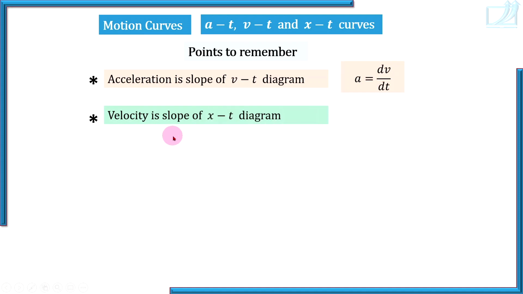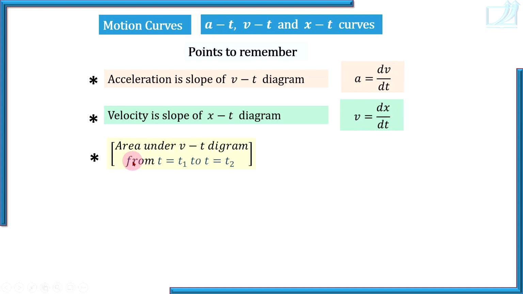Similarly, velocity is slope of xt diagram. So v is equal to dx by dt. Area under Vt diagram from t equal to t1 to t equal to t2 is change in position, and change in position is nothing but displacement. Area under Vt diagram from t equal to t1 to t equal to t2 gives you displacement in this time interval.